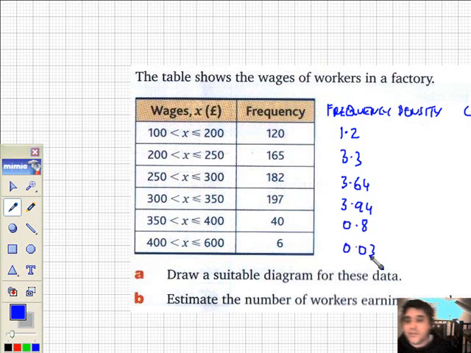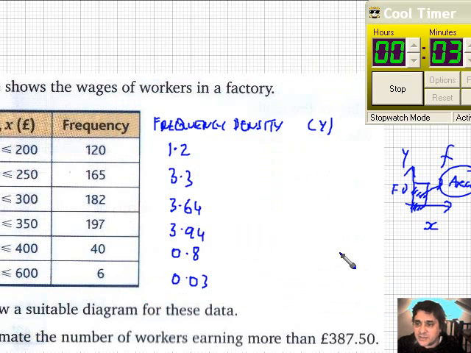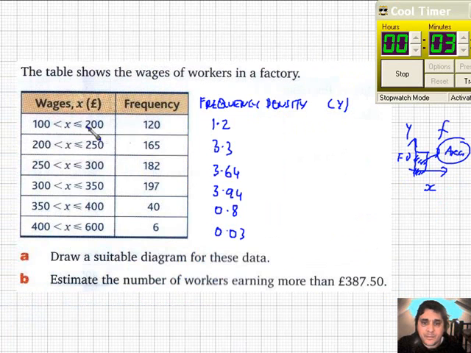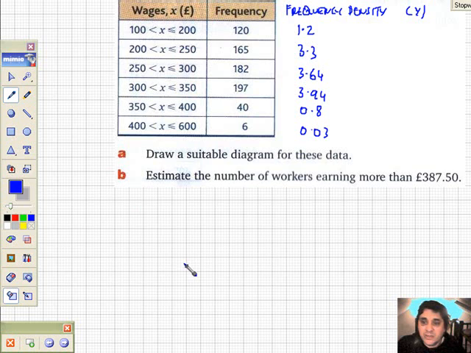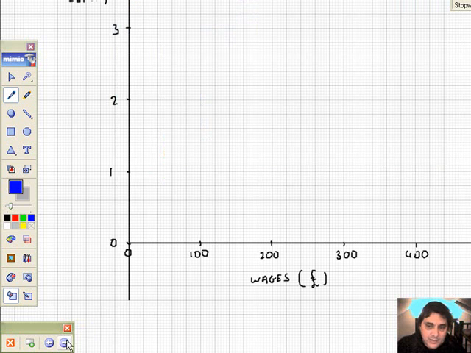Alright, so these frequency densities are the heights along the y-axis. The frequencies themselves, as seen here, are the areas of the little bars, and the class widths will go along the x-axis, all the way starting from say 100 up to 600. So that's that lot, and that's me having produced the grid from before, just to save a little time.